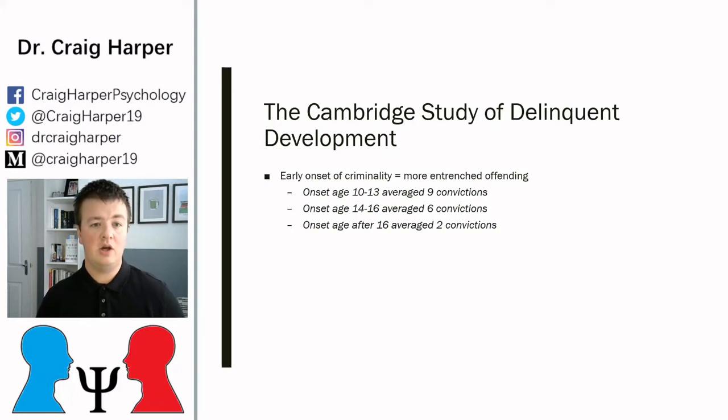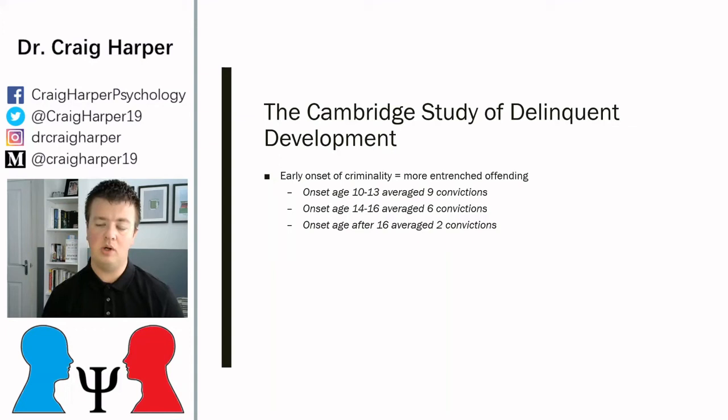Another contribution is that the earlier the age of onset for criminal behaviour, the more entrenched that behaviour becomes. This stands to reason in that the earlier someone starts committing offences, obviously the more time they have to commit offences. So for example, if I had started committing offences at the age of 10, naturally I would have 4 extra years of delinquency than someone who started at the age of 14. So just by the passage of time, I'm more likely to have engaged in more criminal behaviour. But what the Cambridge study has been able to do is to average out the number of convictions that people have based on the age of onset of their delinquency.